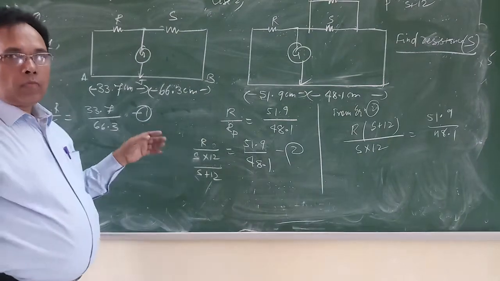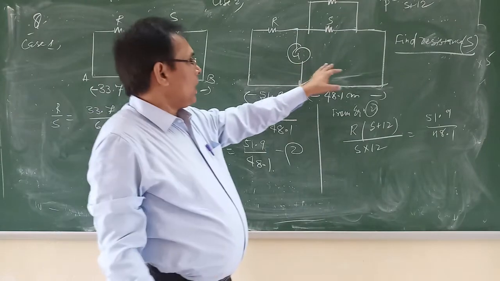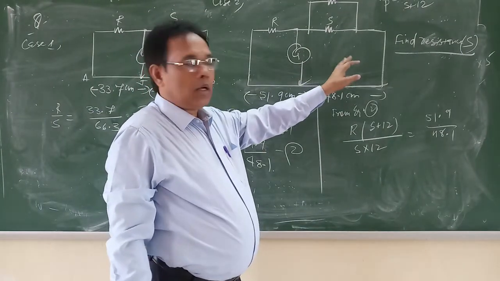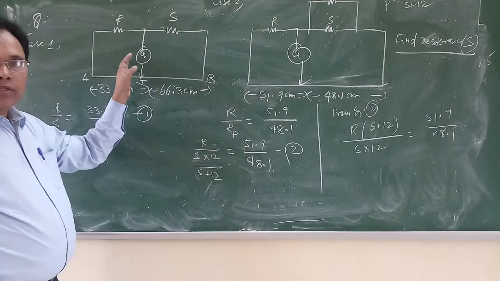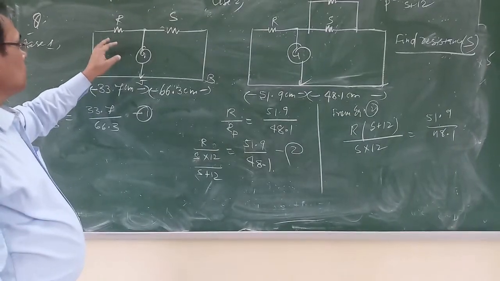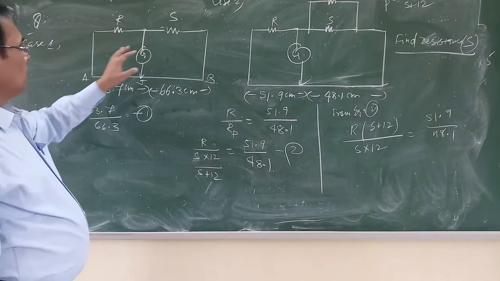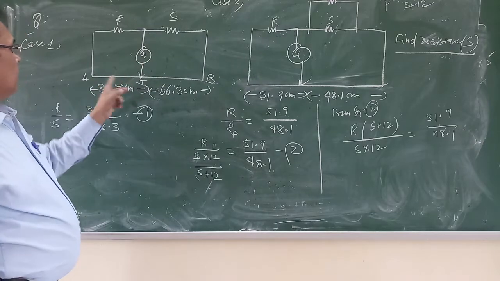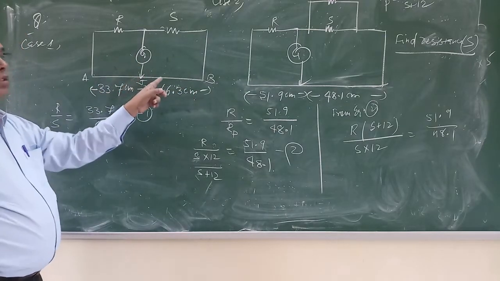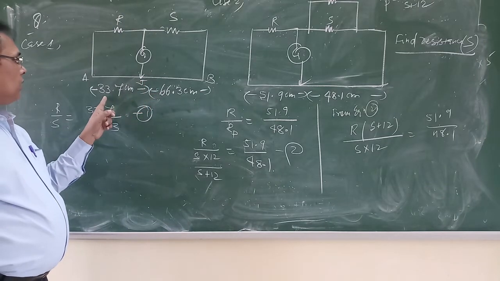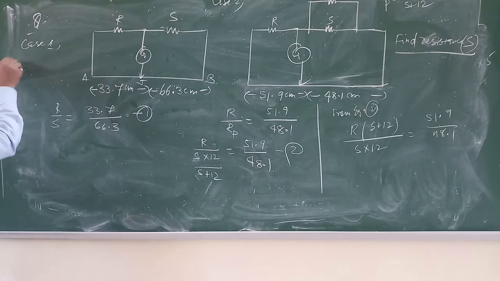Hello guys, in the previous video this question was given and now we have to solve it. This is a meter bridge. In the meter bridge, two resistances R and S are connected, and this is the meter bridge wire. When the jockey slides over this wire, the null point is obtained at 33.7 centimeter. This is the null point.